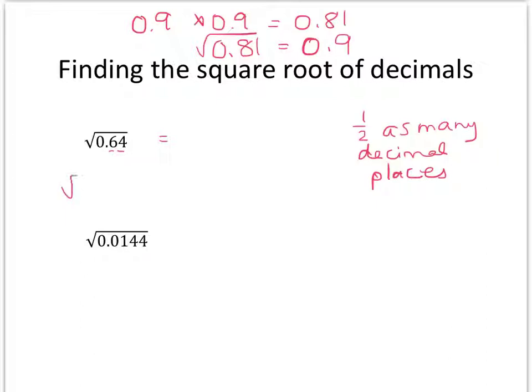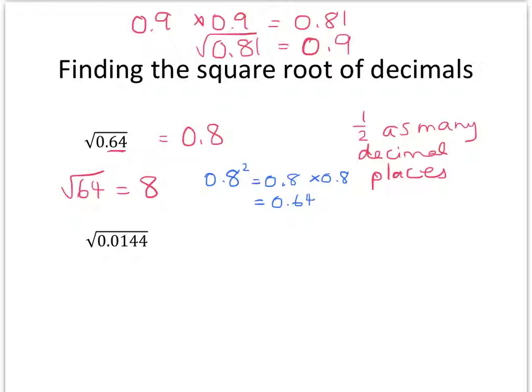So think of this as a whole number first. The square root of 64, that gives us 8. Okay, and because I've got 2 decimal places in my question, I'm going to take half of that. I need 1 decimal place in my answer. So my answer is 0.8. And we can check that we're right by squaring 0.8. 0.8 squared is 0.8 times 0.8, which is in fact 0.64. Okay, so we can check by going backwards.